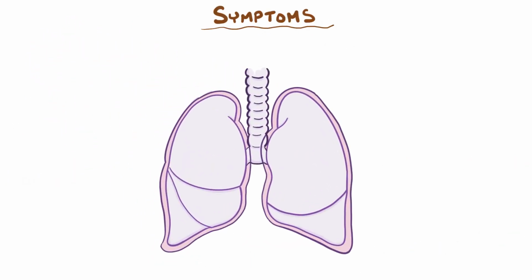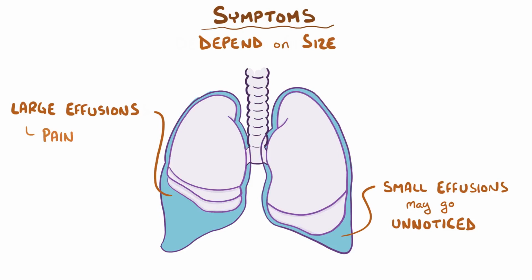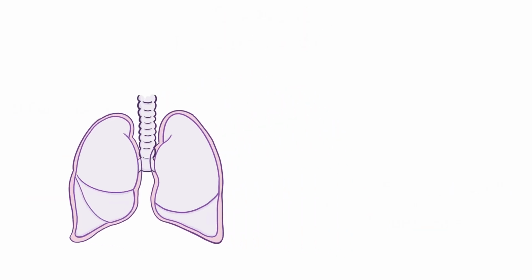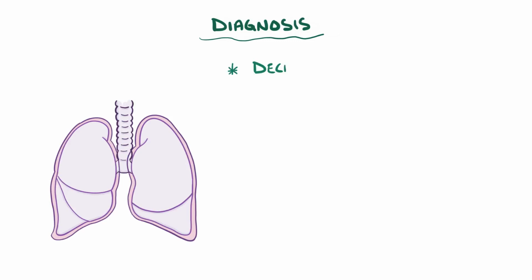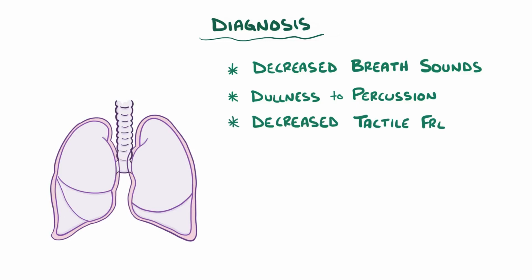Symptoms of a pleural effusion mostly depend on its size. A small effusion might go unnoticed, whereas a large one might cause pain while inhaling, called pleurisy, as well as shortness of breath, and might be more obvious only when lying down flat. Classically, a pleural effusion will cause decreased breath sounds, dullness to percussion, which is tapping on the back, and decreased tactile fremitus.